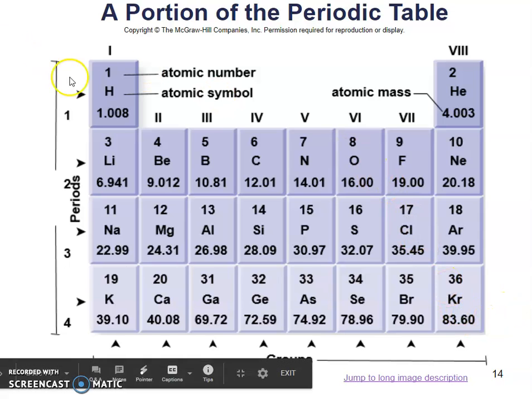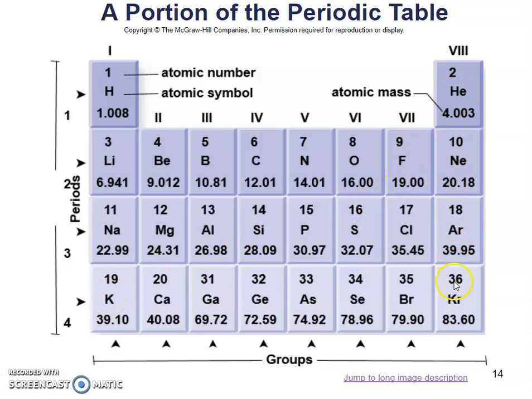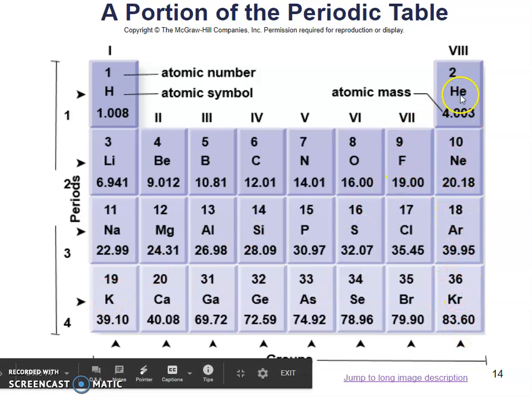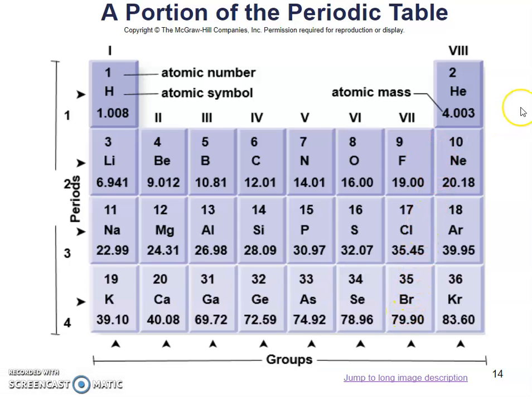You'll notice that all of these elements have similar bonding characteristics, as do all of these. These are the noble gases. They are inert. They don't react. Okay, fluorine, chlorine, and bromine, they all have similar bonding characteristics. We're going to talk about those in a little bit.